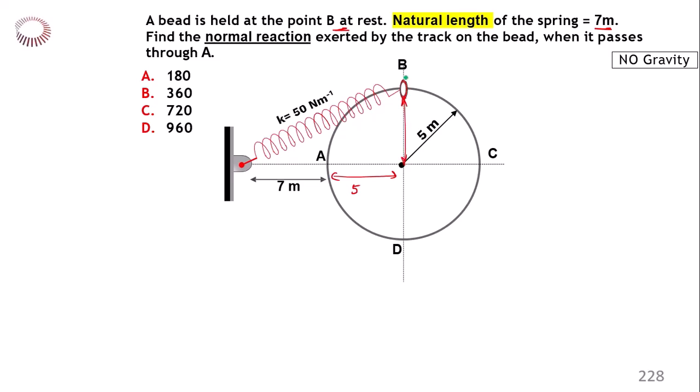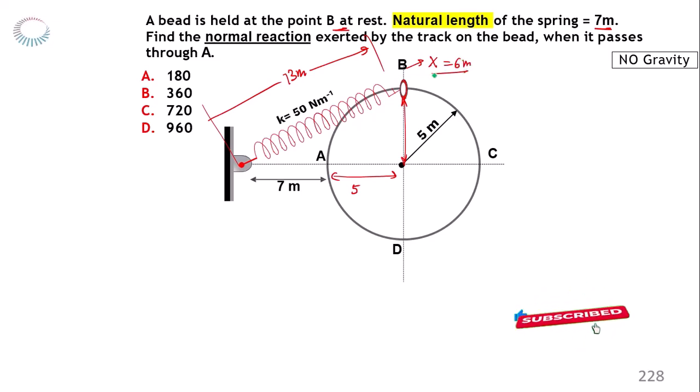So initially, with the spring at point B, what is the length of the hypotenuse? The length of the hypotenuse is 13 meters, because a right angle triangle is formed, with 12 and 5. So this length is 13 meters. That means initially the spring is stretched by a distance of 13 minus 7, that is 6 meters. So initially at point B, x, the elongation of the spring, is 6 meters.